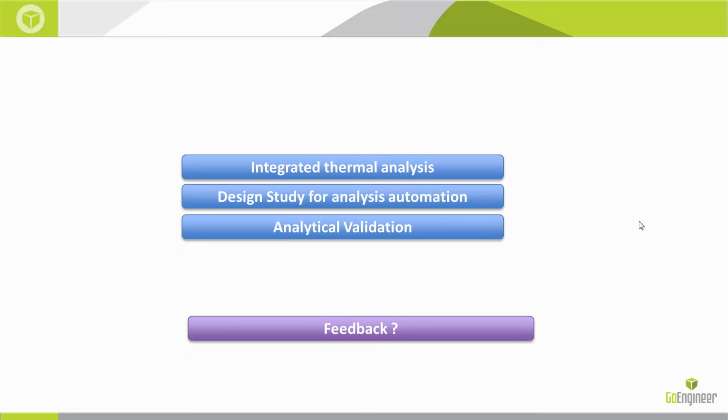Now to quickly summarize this presentation, what we took a look at is how we use the integrated thermal analysis tool inside SOLIDWORKS to solve simple structural effects due to temperature distribution. We ran a little design study that showed you how you can automate analyses and graph out results that give you information about how changing a specific design affects the thermal and the structural performance of your system. And finally, we ran a little analytical validation where we compared the hand calculated values with what we see from SolidWorks.